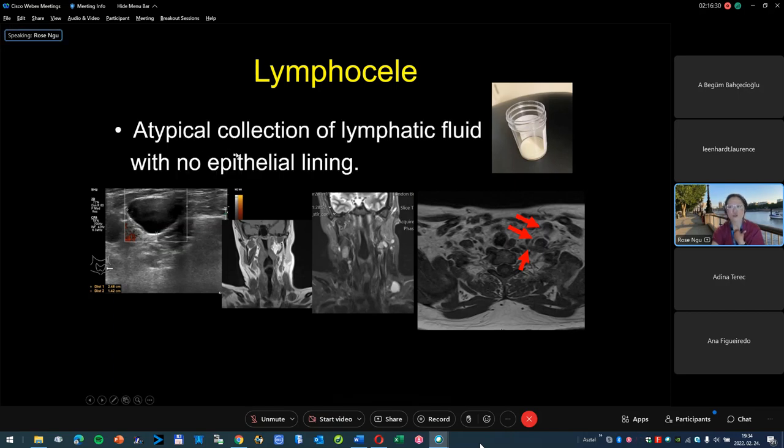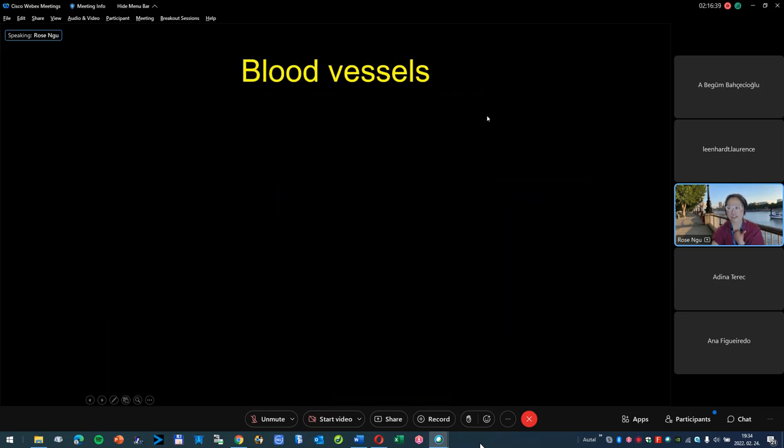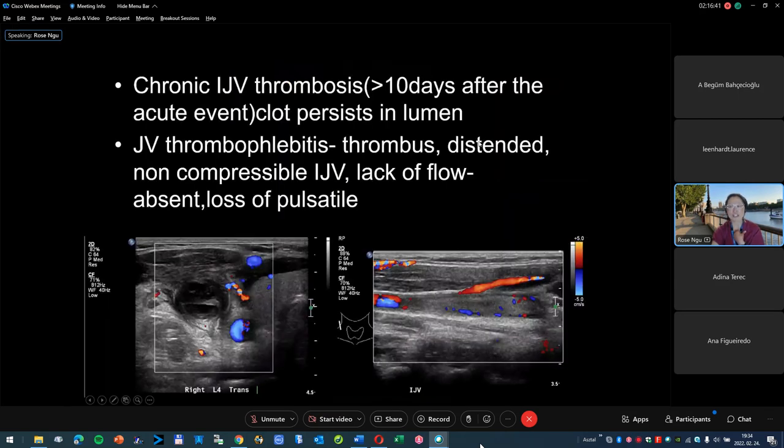A lymphocele is described as an atypical collection of lymphatic fluid with no epithelial lining. She has no trauma. She has no previous surgery. This is a lymphocele. Okay, what about blood vessels?